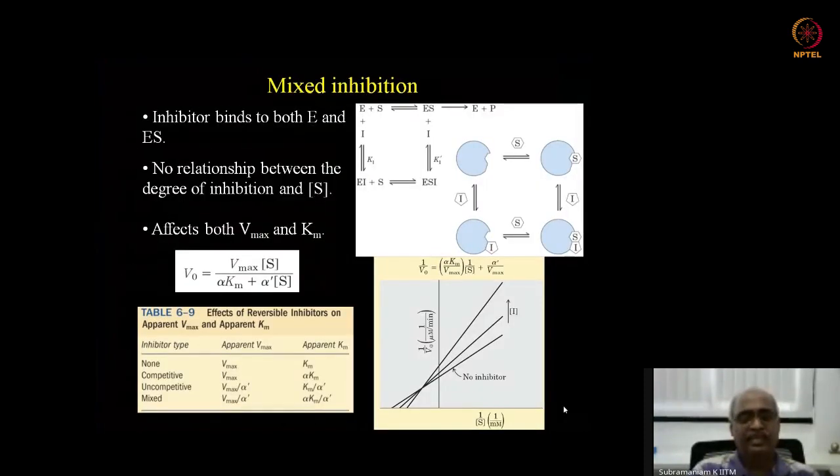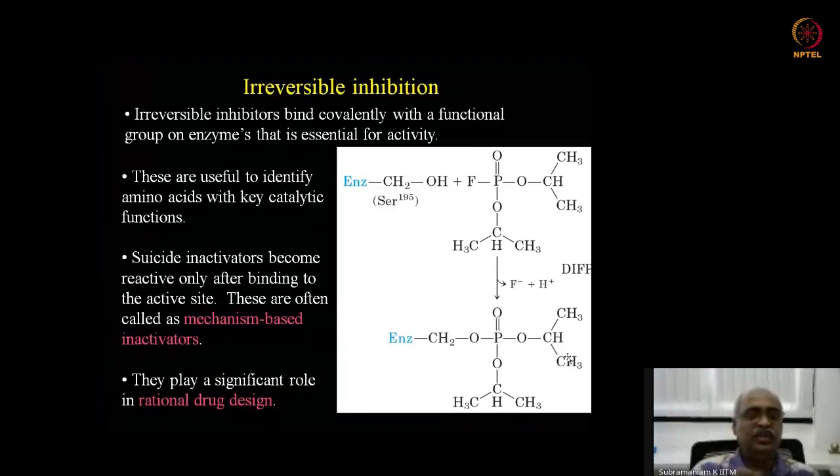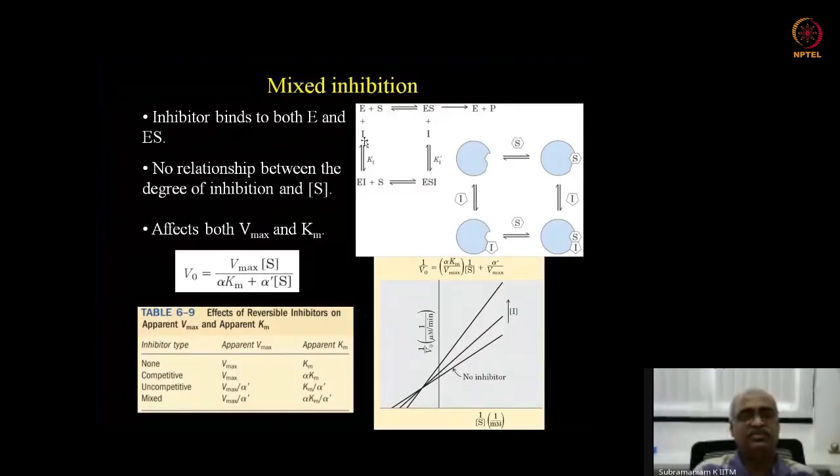So you need to mentally visualize these situations multiple times to get an idea of why the Vmax changes, why Km changes, all those things. So far, what we were looking at were all reversible inhibitions, where the binding is reversible, going by these equations. You see here, the forward as well as reverse are both possible. So these are all reversible reactions. So these are reversible inhibitions.